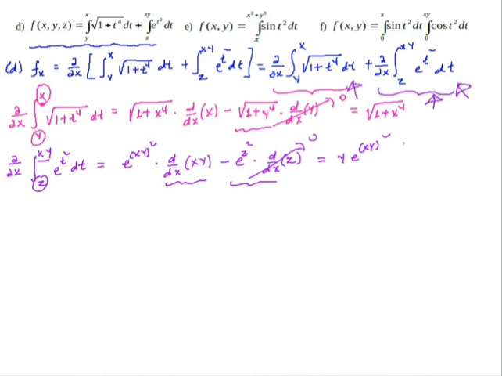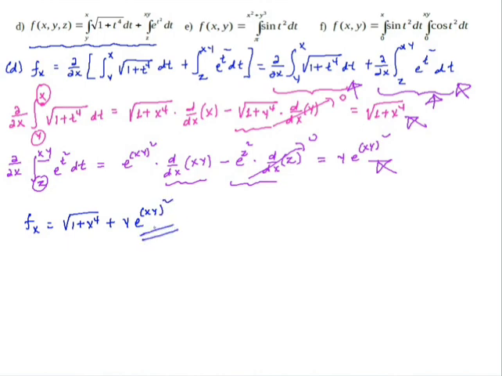So we come back here and substitute the values we found. So our fx becomes radical 1 plus x to the power of 4 plus y times e to the power of xy the whole square. This is our fx.